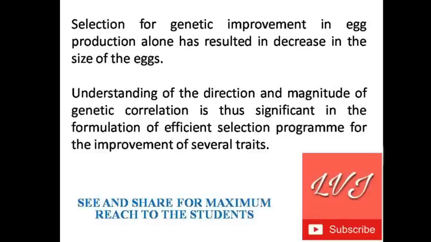Selection for genetic improvement in egg production alone has resulted in decrease in the size of eggs. This is a very important example for the correlated response to selection. So, understanding of the direction and magnitude of the genetic correlation is significant in the formulation of an efficient selection program for the improvement of several traits.